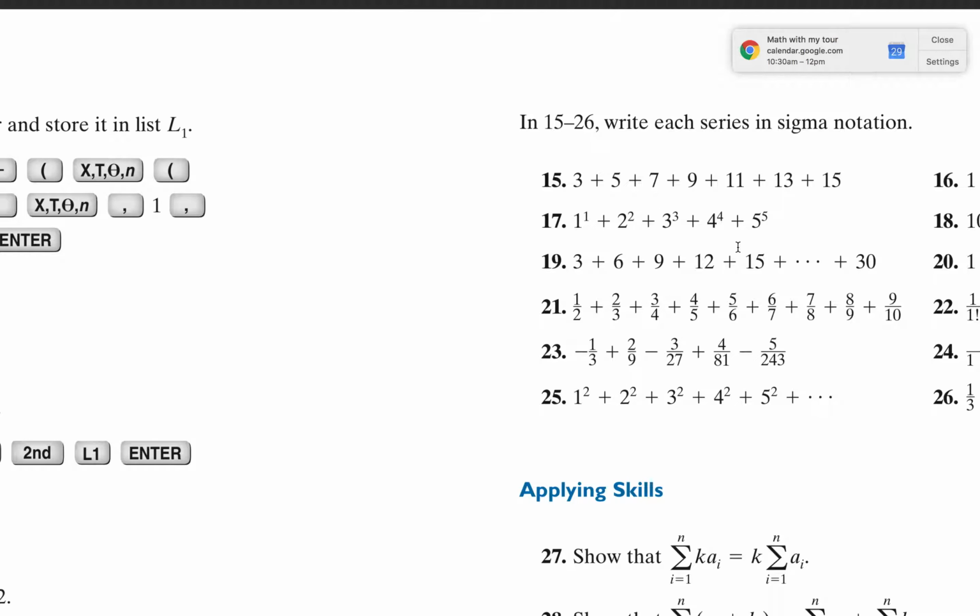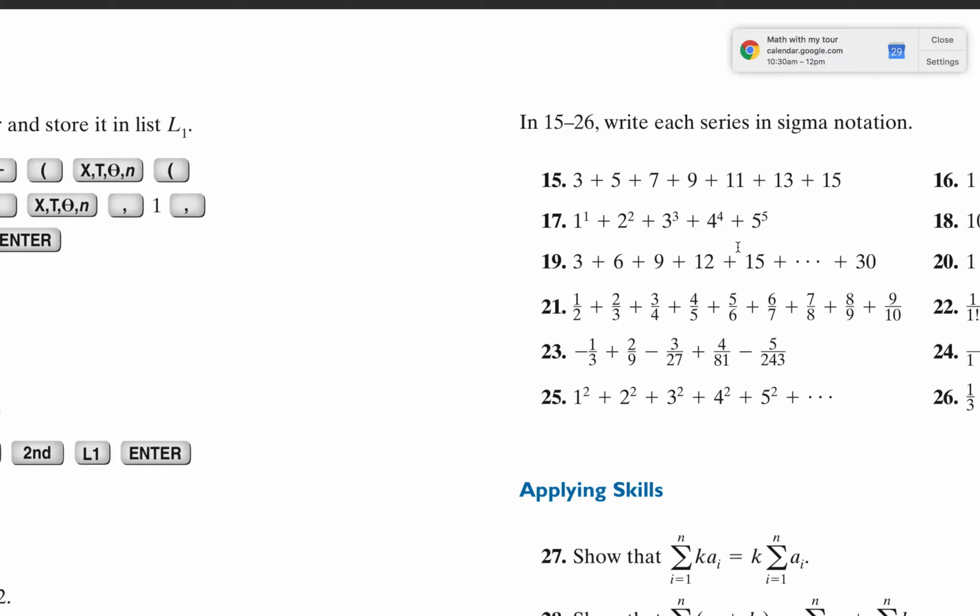Yeah, but when you start from 2, then the general term is going to be 2k minus 1. If you start from 2, k equals 2, then that can be easily checked. When you plug in 2, you get 2 times 2 minus 1, which gives you the first term, which is 3. And then the last term, plug in 8, and 2 times 8 minus 1 gives you 15. So this is correct.